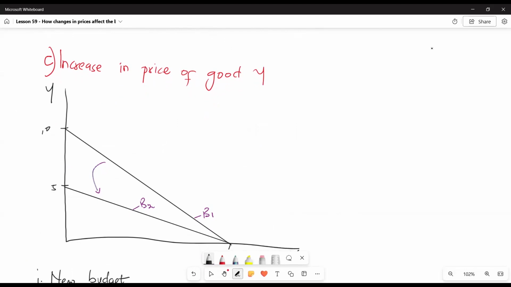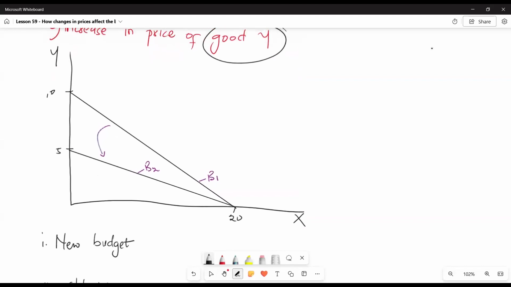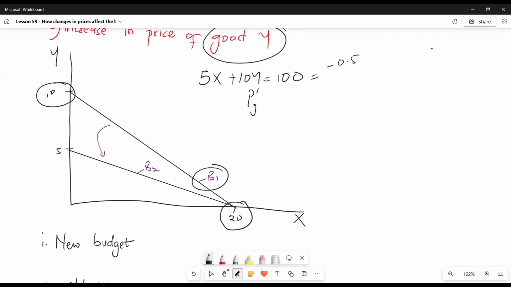So this analysis is analogous to when the price of good Y decreases without a change in the price of good X. Now let's see what happens when there's an increase in the price of good Y without a change in the price of good X. So remember, with our original budget line as 5x plus 10y equals 100, our budget is represented by B1 with the initial intercept of x as 20 and the initial intercept of y as 10, and the slope of this curve was minus 0.5. Assuming the price of good Y increases to 20, so we have Py prime equal to 20.